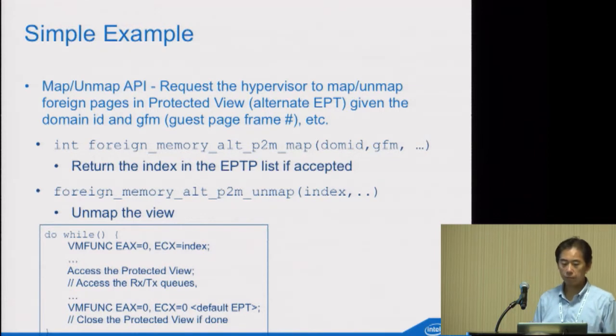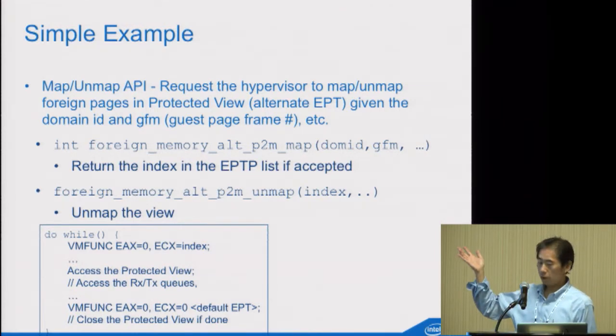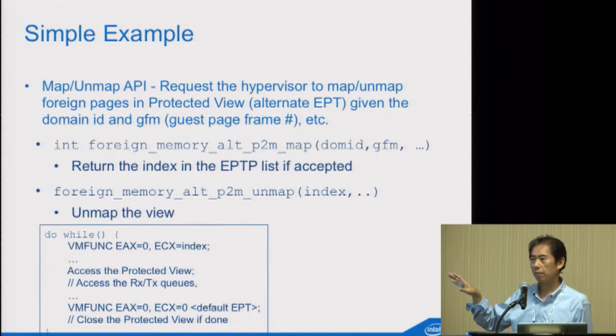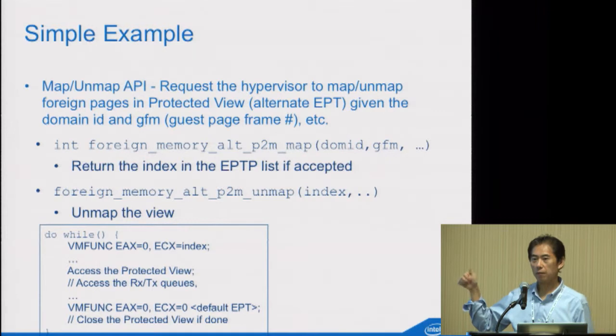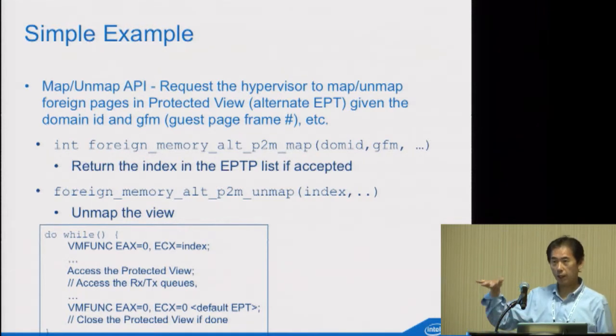So this is the example. The hypervisor needs to do something for this, of course. So the guest needs to ask the hypervisor to map additional memory. This is a very simple example, just to show how it works. So it's not really a trusted way or anything. Basically, ask the hypervisor to create alternative memory, for example specifying a target domain ID. Then it returns the index of the EPTP list.